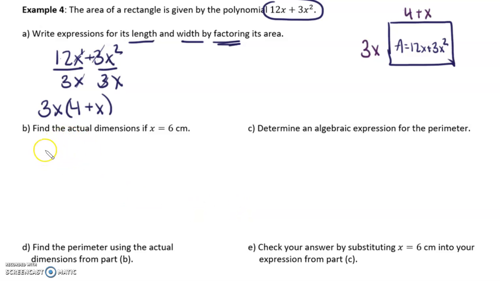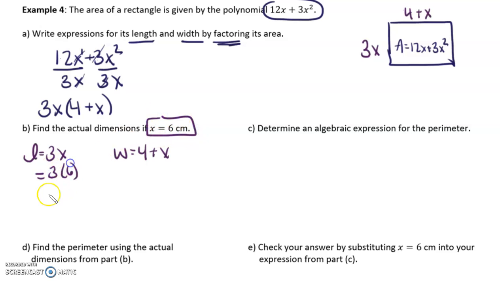Okay, B says find the actual dimensions if x equals 6. So the length, and then we have an expression for the width. So if x equals 6, we're subbing that in. 3 times 6 is 18, and then 4 plus 6 is 10. And we can call this units.